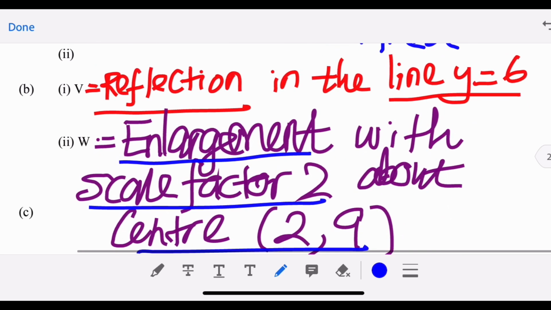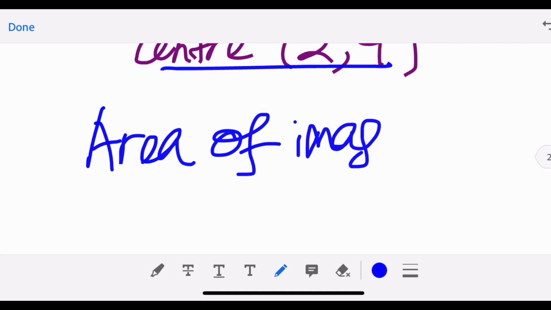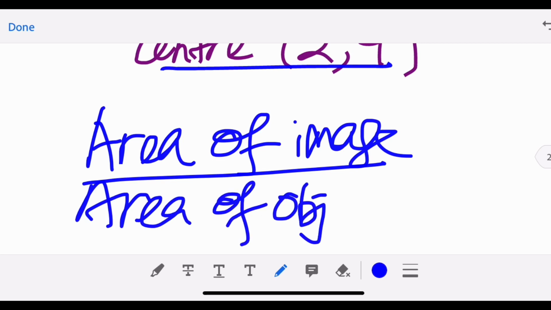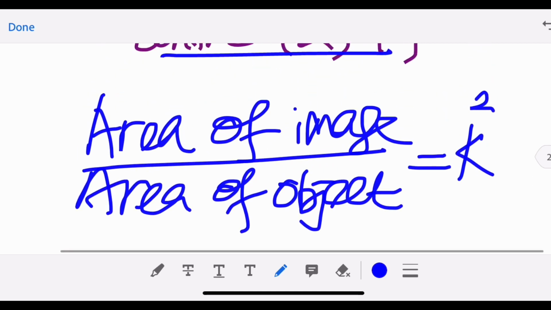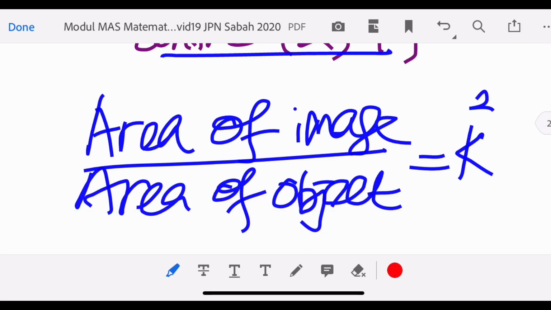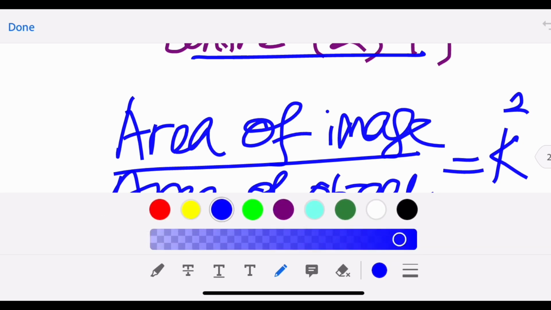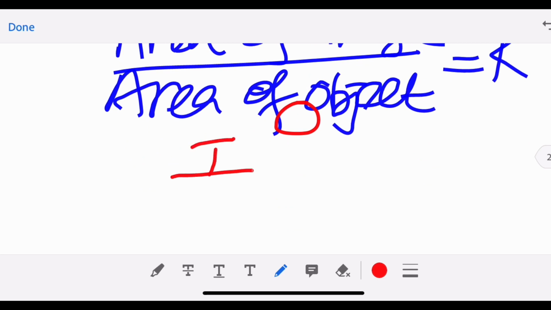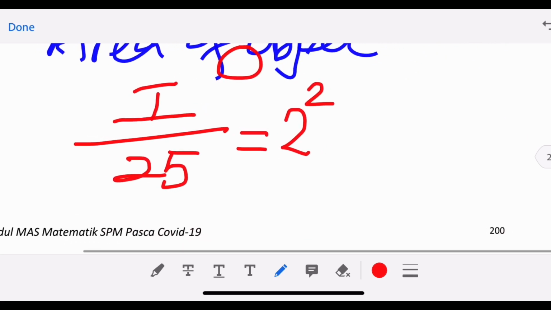So we use a formula first, okay? So before we talk about the area of shaded region, we always use a formula: area of image over area of object is equal to the scale factor square. I noticed that many students forget the square. So now I want to highlight again. Make sure you square your scale factor because it is area. Okay, when talk about area, always square. Remember my advice. So sometimes we can write like this: I over O equal to K square, for area.